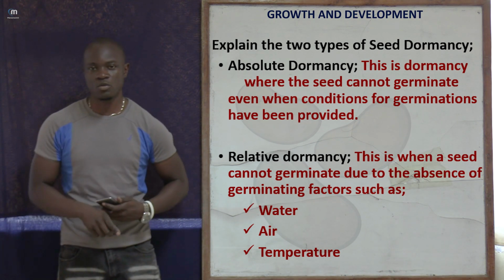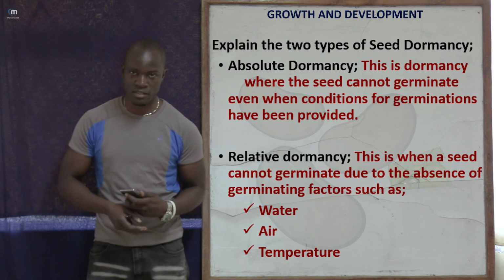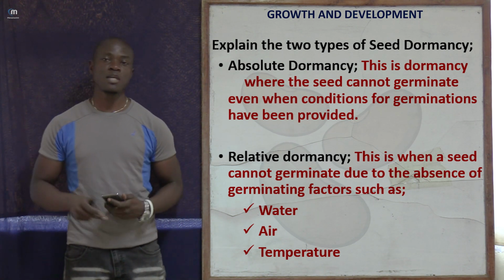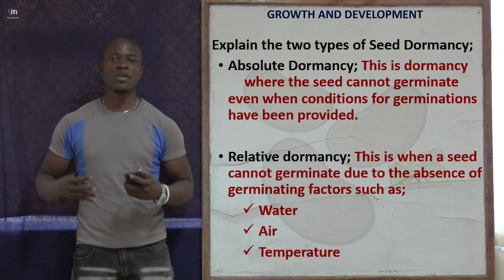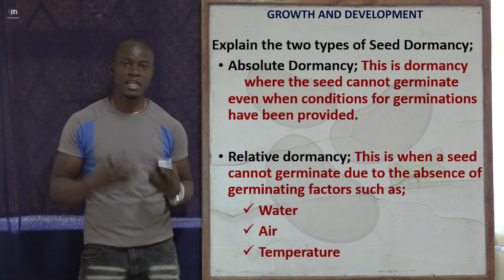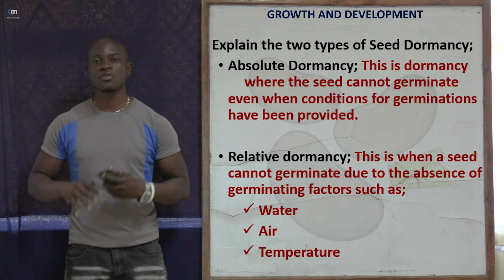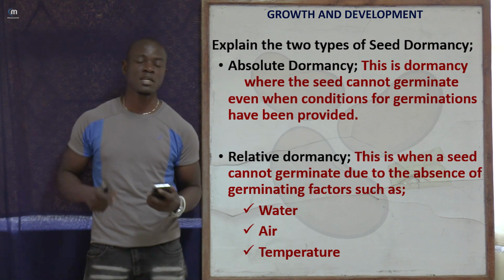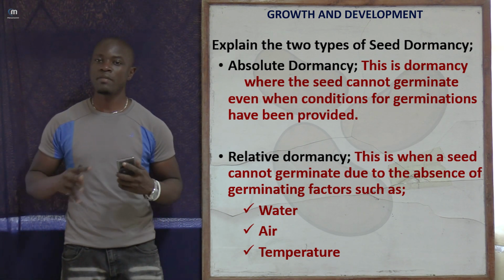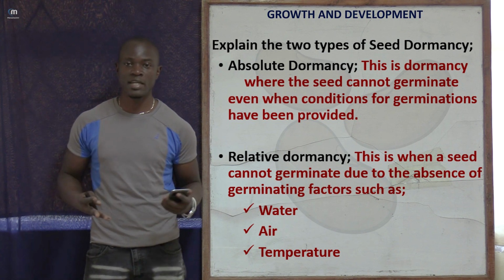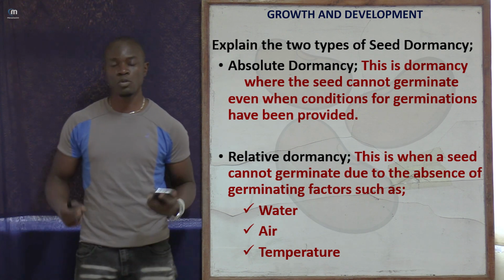So let's begin with the first one, which is absolute dormancy. Absolute dormancy is where the seed cannot germinate even when conditions for germination have been provided. The seed will not be able to germinate even when every germinating condition has been provided. It will still be unable to germinate.